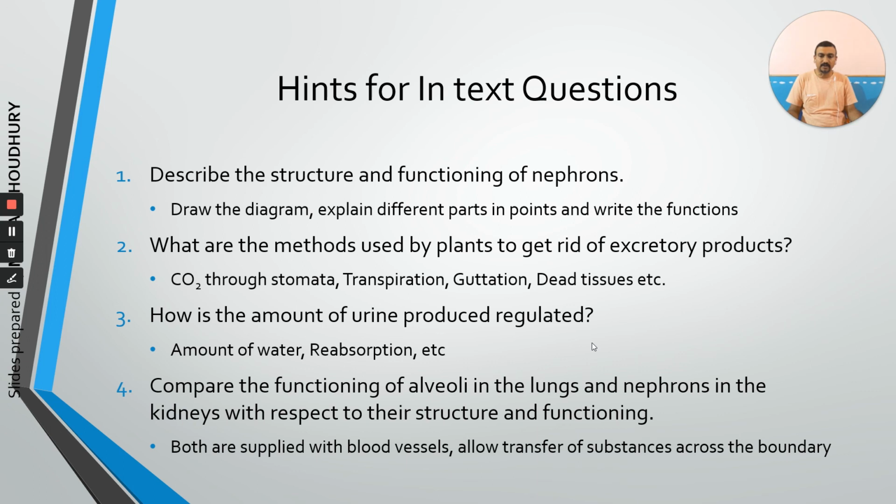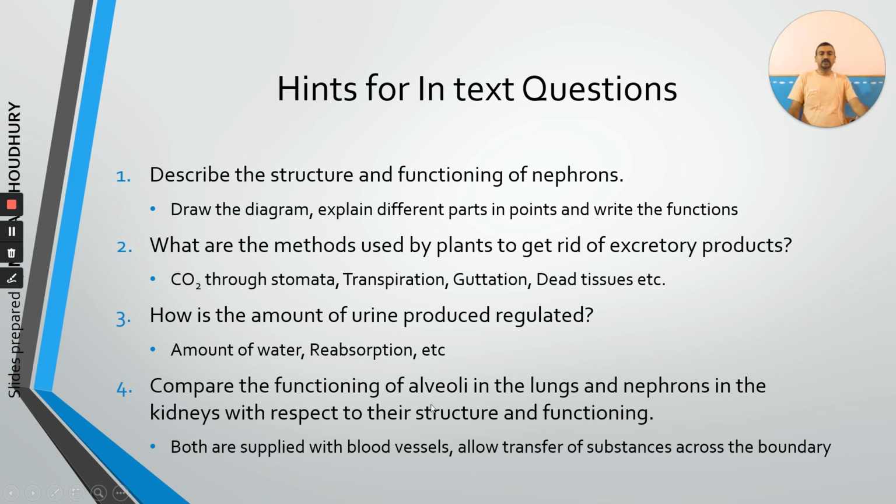How is it regulated? It is regulated, number one, by how much water you are taking in. Then, how much water is being reabsorbed. And remember, in higher classes we discuss that there are certain hormones which also regulate the amount of urine that is produced. We call it antidiuretic hormone, and other hormones are there.